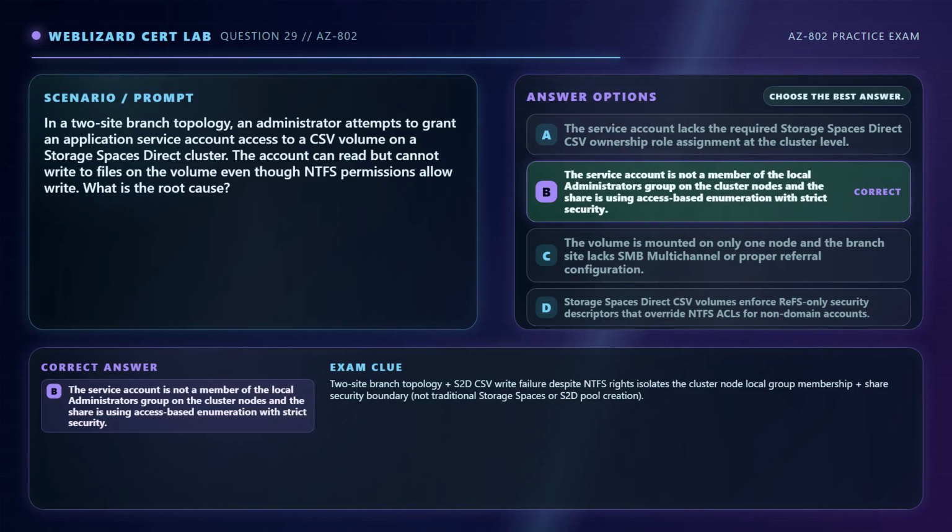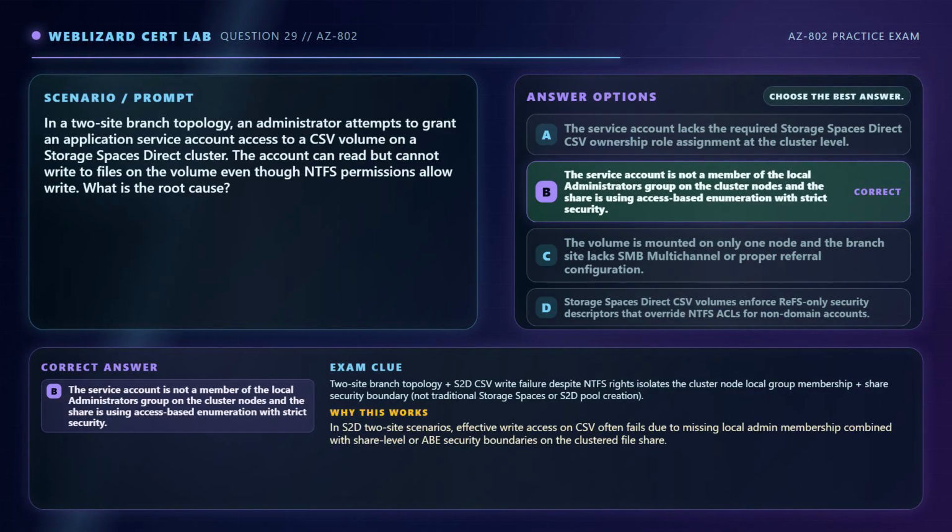The correct answer is B. The service account is not a member of the local administrators group on the cluster nodes, and the share is using access-based enumeration with strict security. In S2D two-site scenarios, effective write access on CSV often fails due to missing local admin membership combined with share-level or ABE security boundaries on the clustered file share. Two-site branch topology plus S2D CSV write failure, despite NTFS writes, isolates the cluster node local group membership, plus share security boundary, not traditional storage spaces or S2D pool creation.